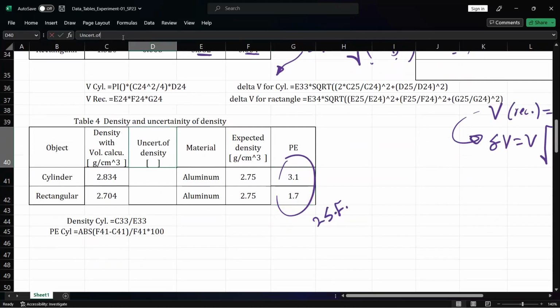Now density error, on the other hand, is very similar to what we did earlier. Gram per cubic centimeter. The density formula is very simple. Density is equal to mass over volume. This is like dividing two numbers.